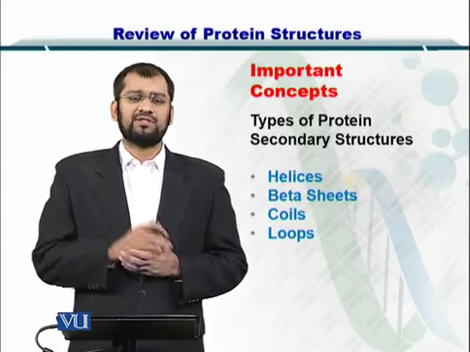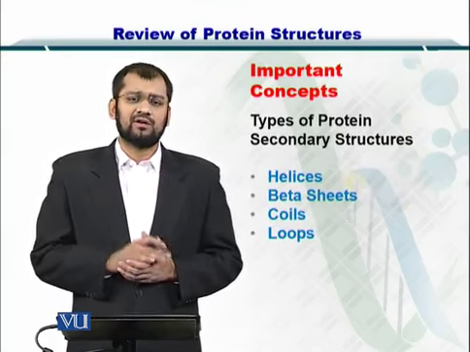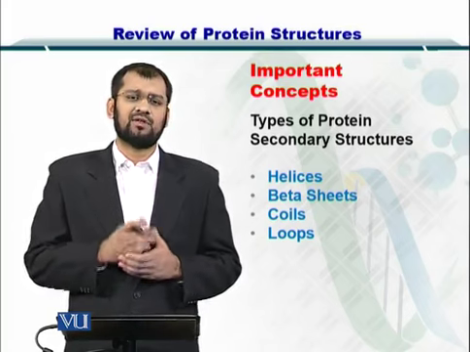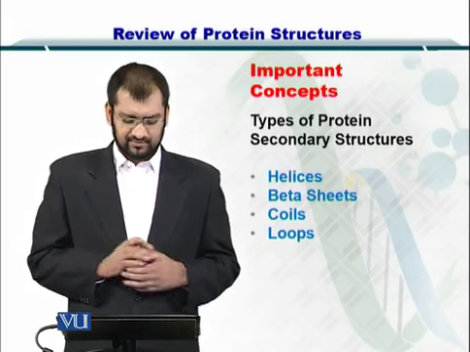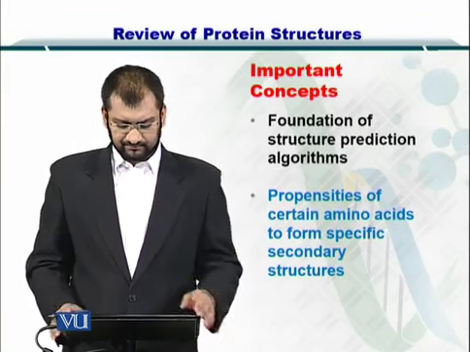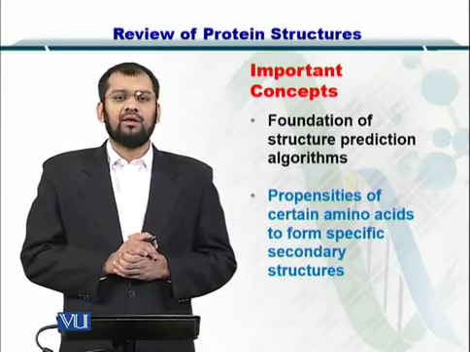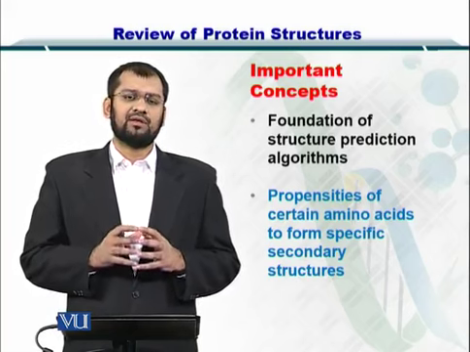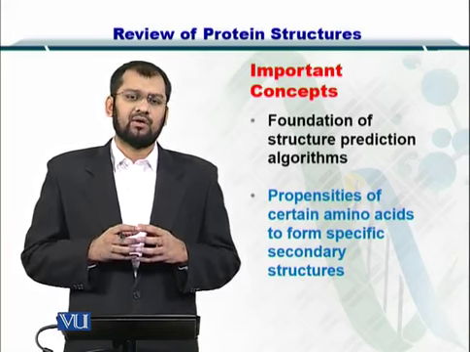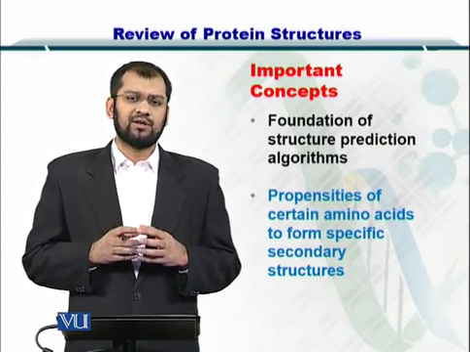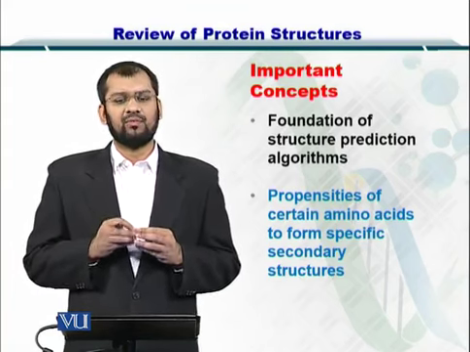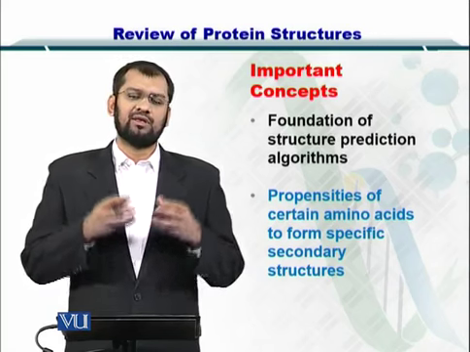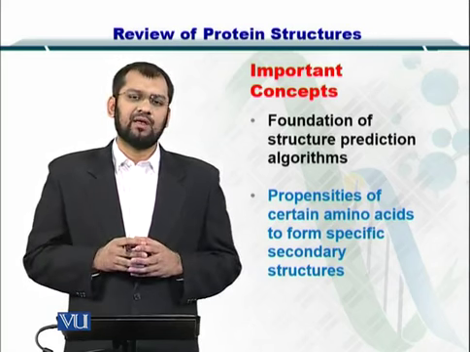So as I was mentioning, there were four general types of protein secondary structures: the alpha helices, the beta sheets, the loops, and the coils. So towards predicting the structure of these proteins, the fundamental concept that is employed is the propensity of amino acids to occur within each secondary structure.